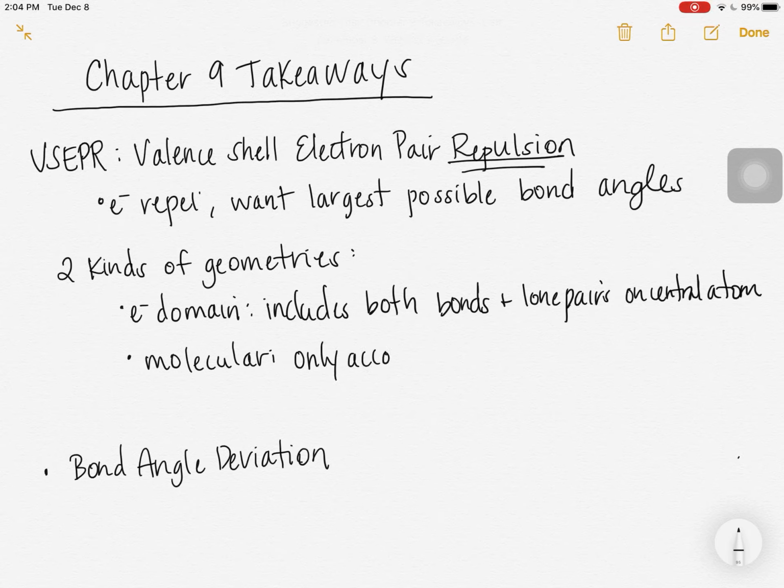And then the molecular geometry only accounts for the bonds or the atoms that are connected to that central atom, but keeping in mind that those lone pairs are still there and they're still taking up space. And of course, the molecular geometries are where you get into things like bent, trigonal pyramid, seesaw, T-shape, all that kind of stuff. So again, your geometry is very important to know. It would be smart to rewatch the geometry video if you are having trouble visualizing those shapes in space.